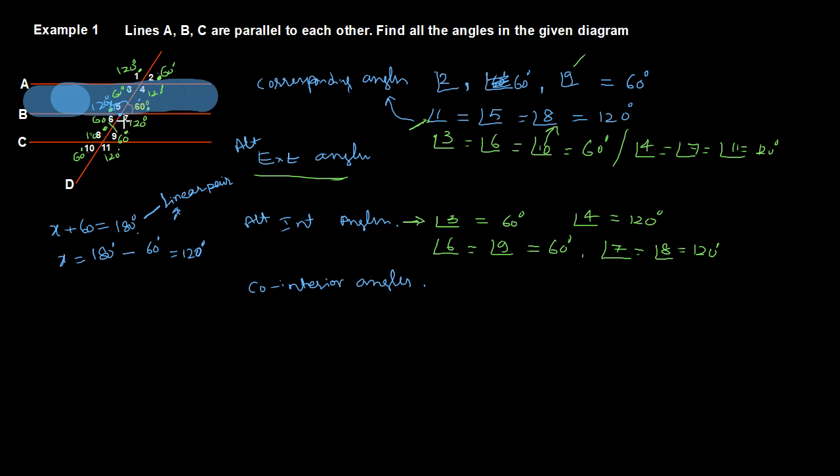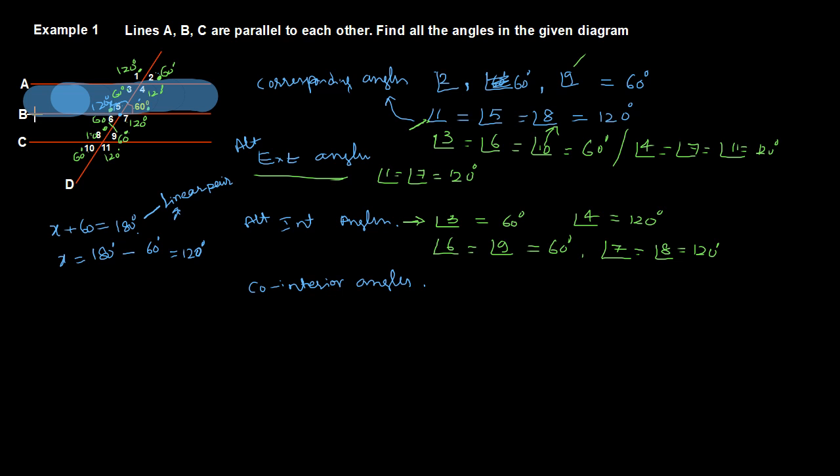So alternate exterior will be 1 and 7, 2 and 6. As you can see, 1 and 7 are already equal. So angle 1 equals angle 7 equals 120. You could have also used alternate exterior angles to find out. Once you found out 1, you can straight away put it as equal to 7 and write the reason as alternate exterior angles. Similarly, 2 and 6.